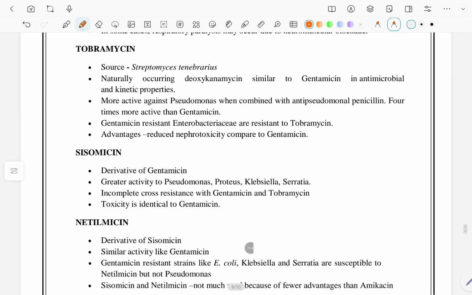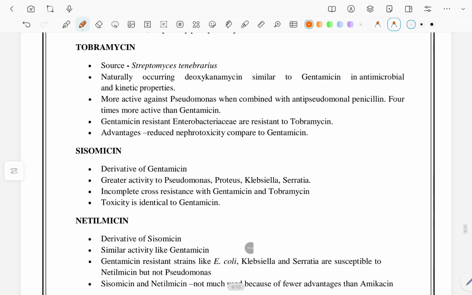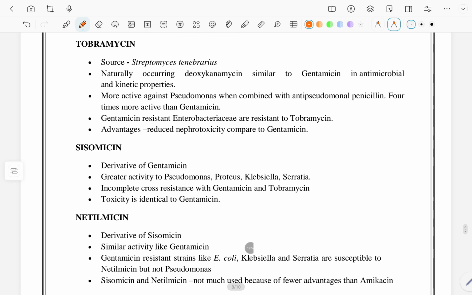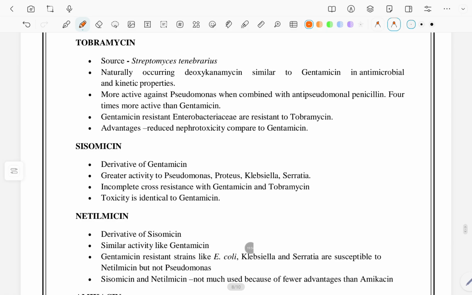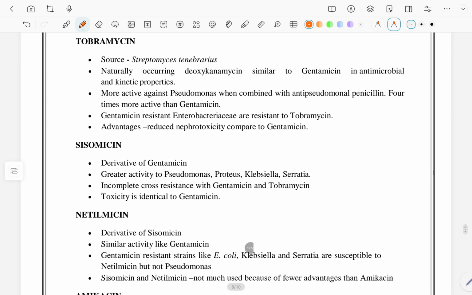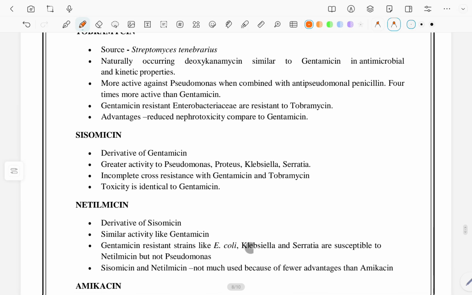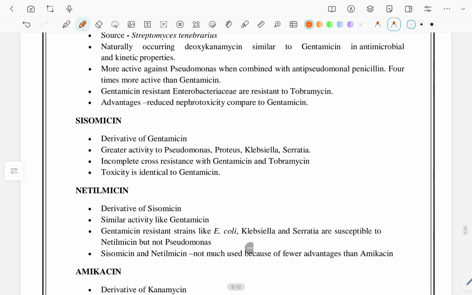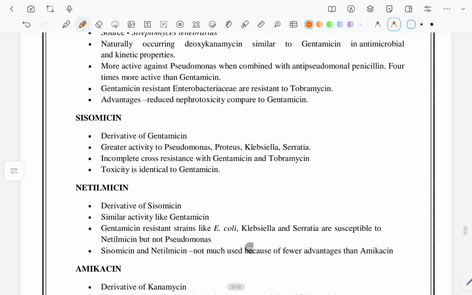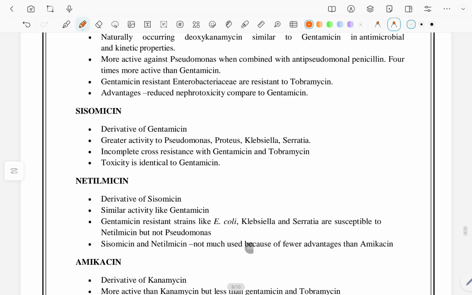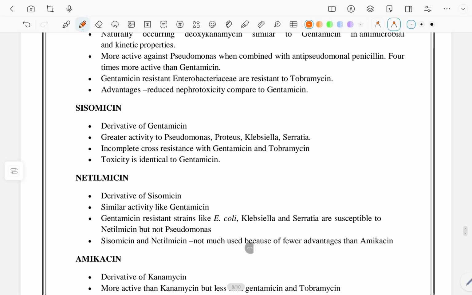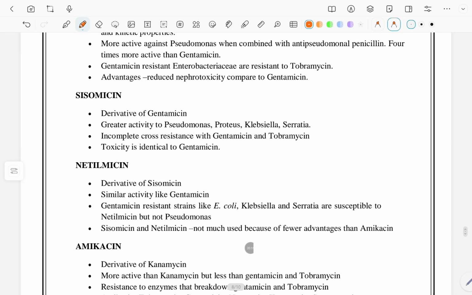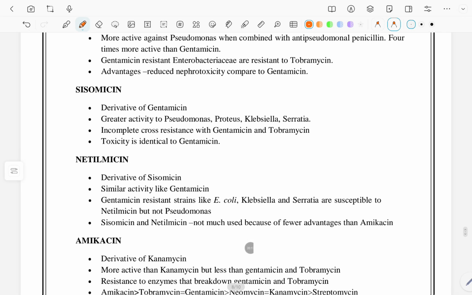Tobramycin, source Streptomyces tenebrarius, a naturally occurring deoxykanamycin, is similar to gentamicin in antimicrobial and kinetic properties. More active against Pseudomonas when combined with anti-pseudomonal penicillin, 4 times more active than gentamicin. Gentamicin-resistant Enterobacteriaceae are resistant to tobramycin. Advantage: reduced nephrotoxicity compared to gentamicin.